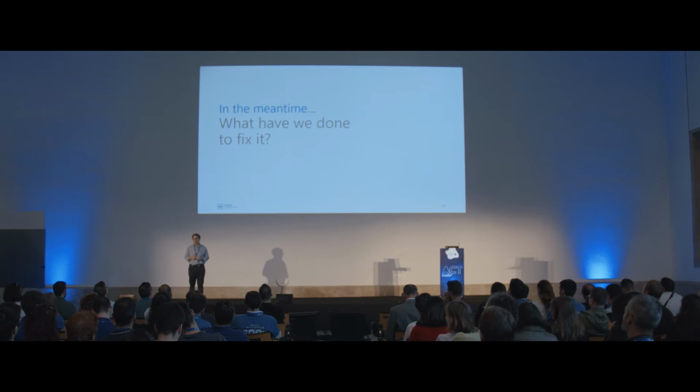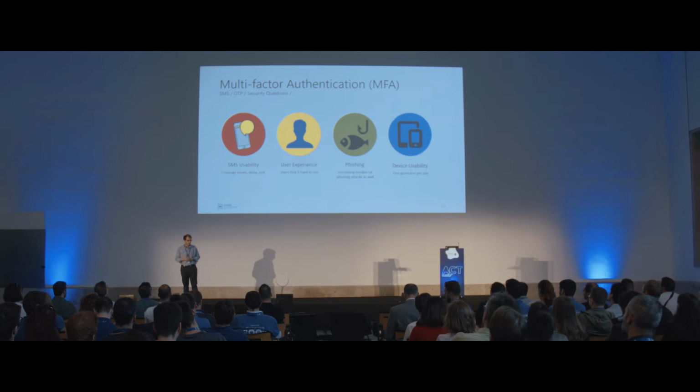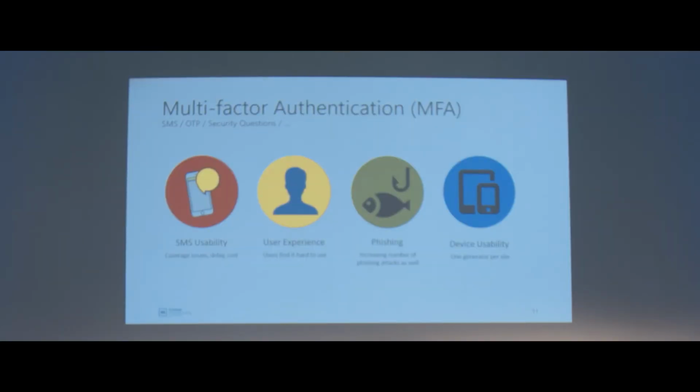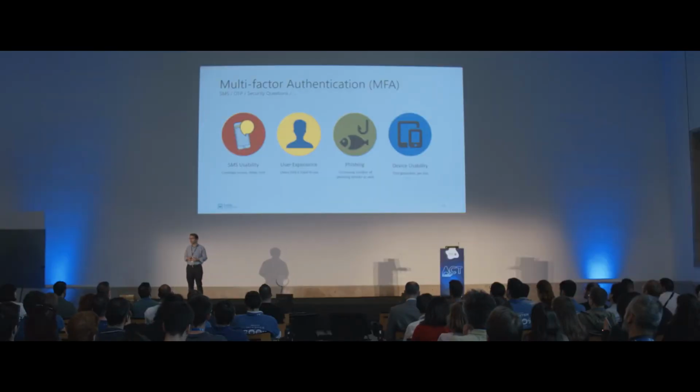And what have we done in the meantime to fix it? We have come up with multi-factor authentication. So if someone stole our password, we have a second kind of password. We have seen it in SMS. Most likely you received an email from your bank in the last weeks saying that now you also need to receive an SMS with a code.